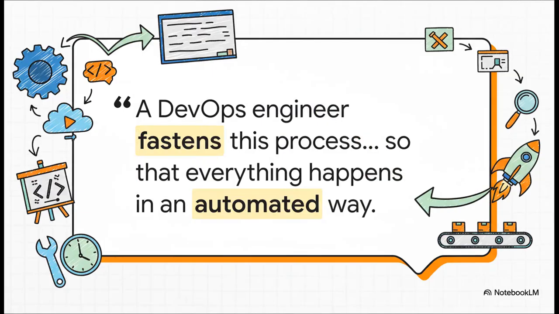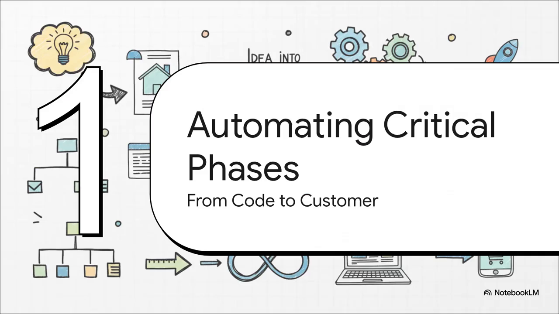Yeah, as the source material puts it, the whole goal of a DevOps engineer is to, and I'm quoting, fasten this process so that everything happens in an automated way. It's all about one thing: removing the manual steps to go faster and make fewer mistakes. So let's actually look at how DevOps automates these critical phases. How does it change them from a series of clunky manual handoffs into one smooth, continuous pipeline?